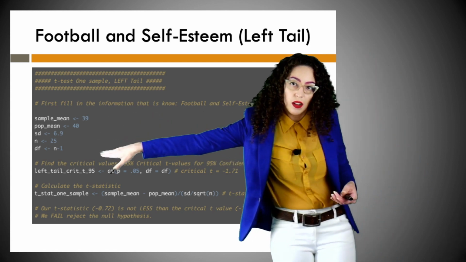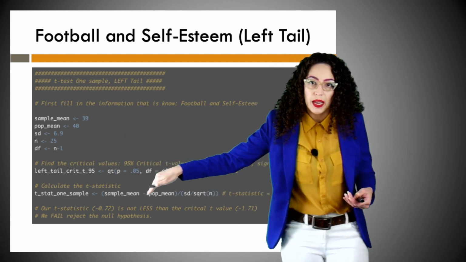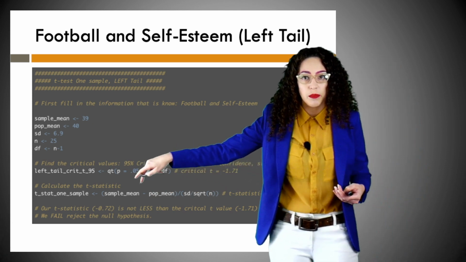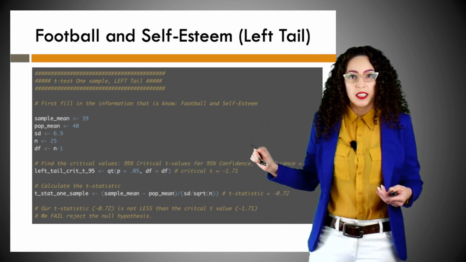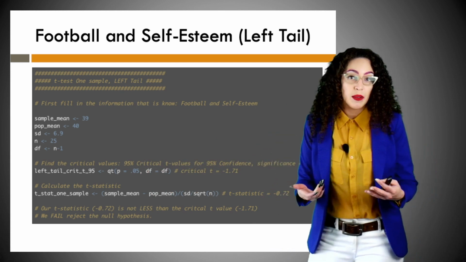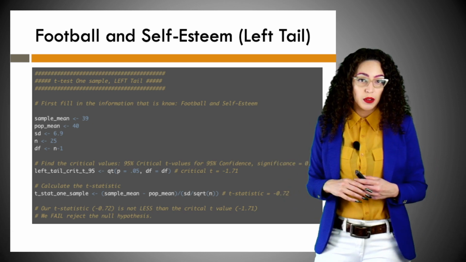Now we take all of our known information, put it back into that same line of code to run our t-test, which is just sample mean minus population mean divided by standard error, and we get the same negative 0.72. So we have the same conclusion. We failed to reject the null hypothesis.